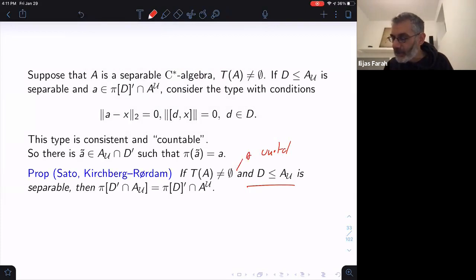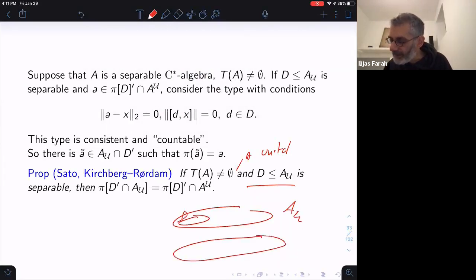Then the image of the relative commutant of D in the ultrapower, here is the norm ultrapower, here is D, and here is P of D. Here is the tracial ultrapower. So if you look at the relative commutant, its image is exactly the relative commutant of the image.